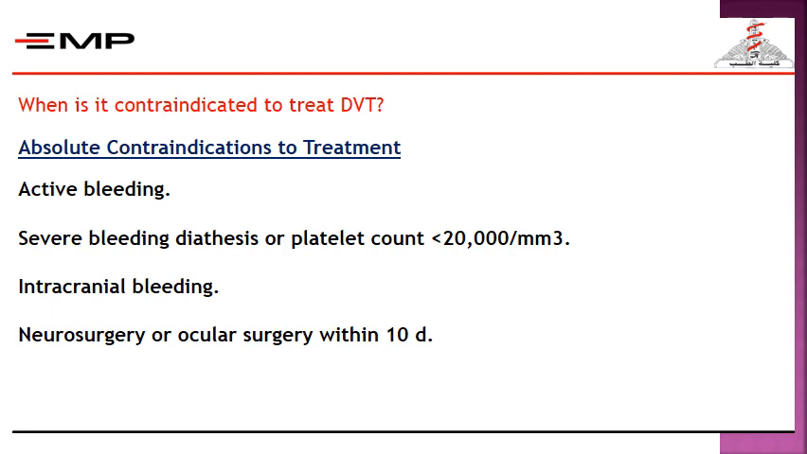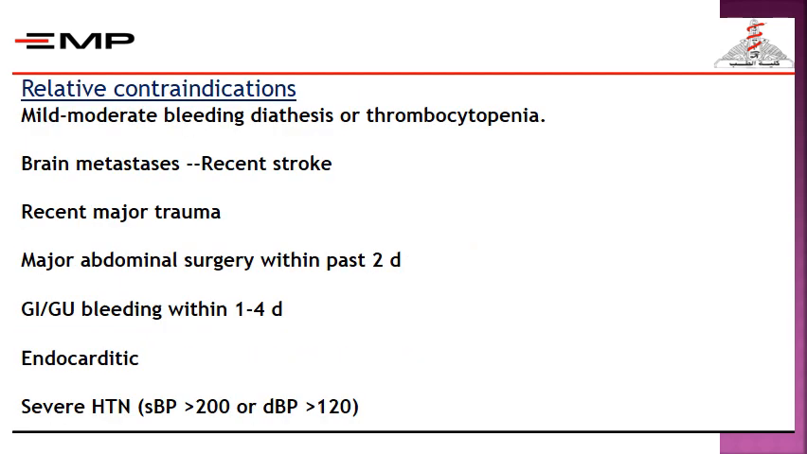If the patient has intracranial bleeding, active intracranial bleeding, if the patient is going to neurosurgery or ocular surgery or did it within the last 10 days. Relative contraindication. Relative means it is according to the condition. We can take the risk of anticoagulation if the benefit outweighs the side effects.